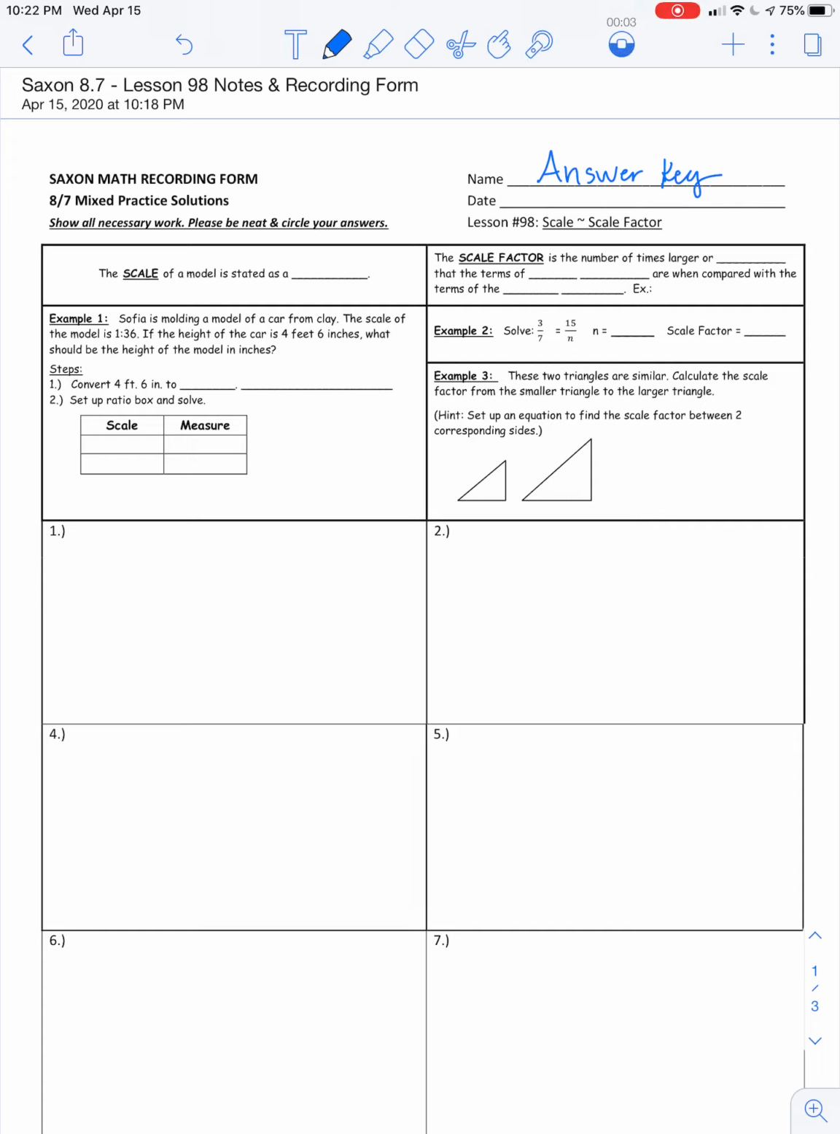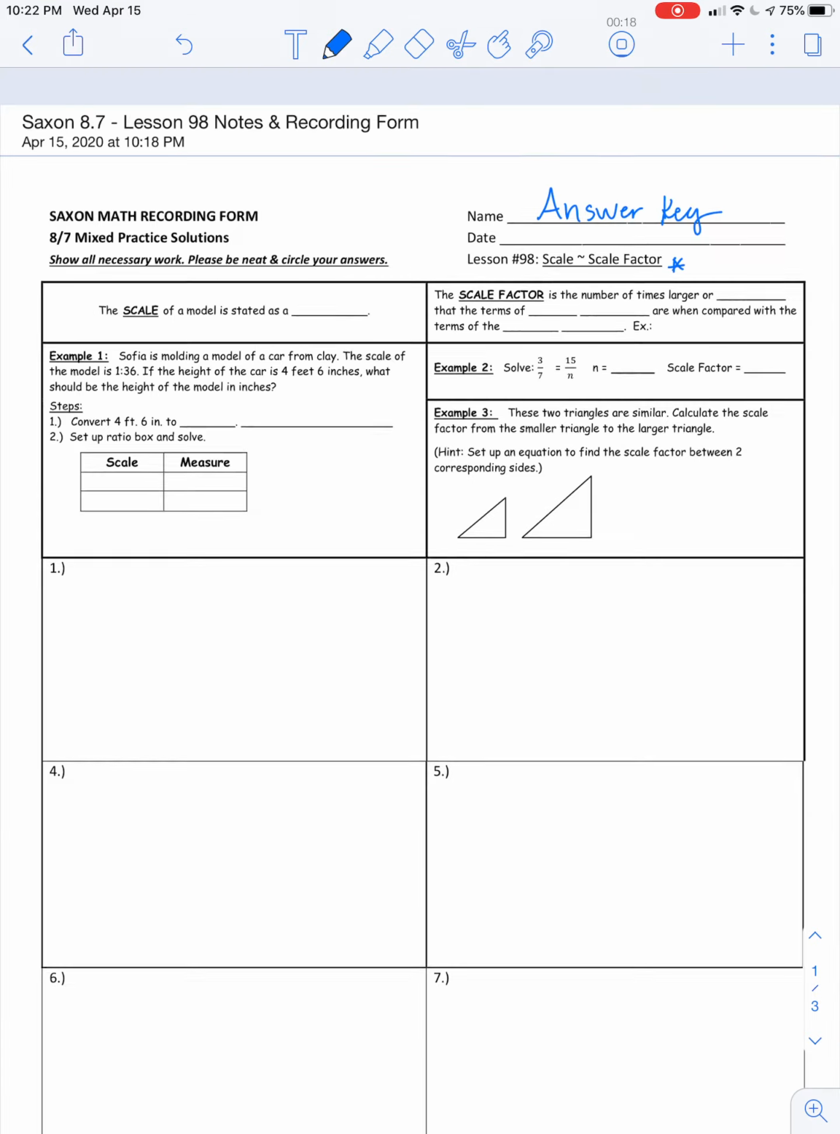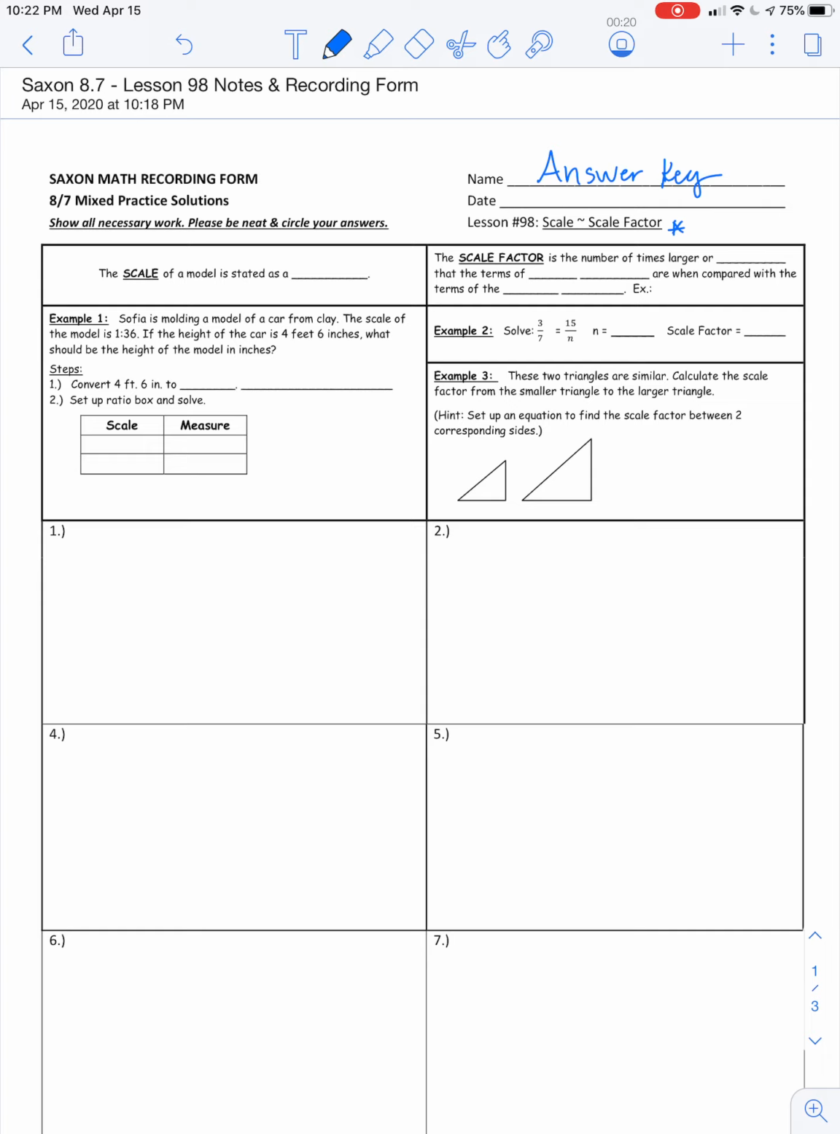Good morning, everyone. Today we're looking at lesson 98 in our textbooks. It's on page 674. You can see by the title here, we're going to be talking about scale and scale factors. In the preceding lesson, we discussed similar triangles. Scale models and scale drawings are just other examples of similar shapes.